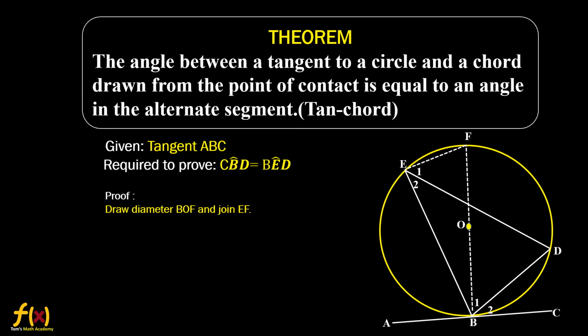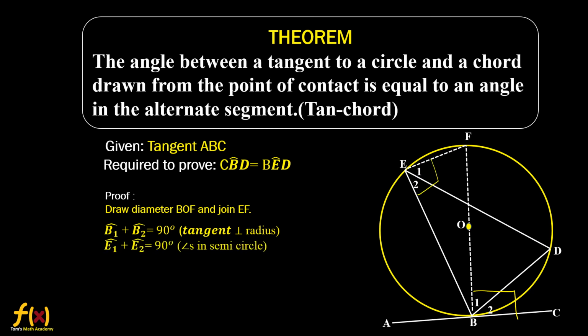Now we are coming to the proof. Look at B1 plus B2. What is that? B1 plus B2 is 90 degrees, because the tangent is always perpendicular to the diameter. Again, look at E1 plus E2. That is also 90 degrees because it is in the semicircle, subtended by the diameter. So we have two 90 degrees here.